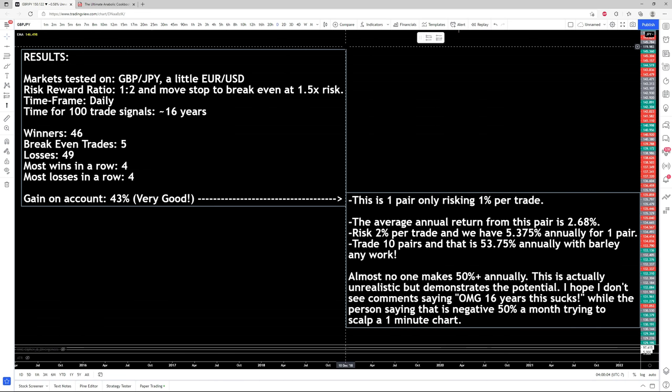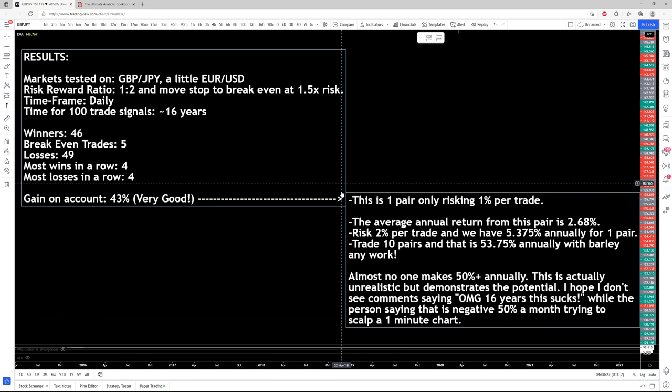The gain on the account was 43%, which is extremely good. So let's head over to the right lower-hand corner of the screen here and break down why these results are actually so good. Remember, this was tested on one pair, only risking 1% per trade. If you risk 2% per trade, that gain on the account figure doubles up to 86%.